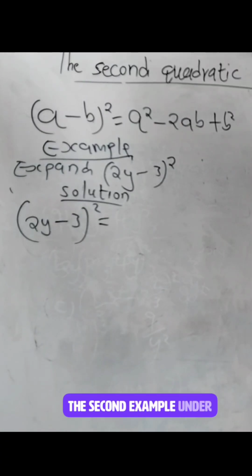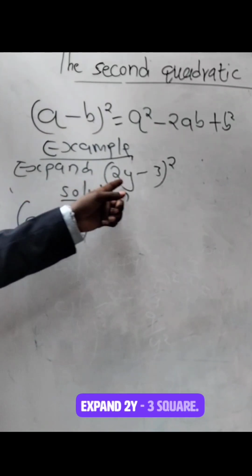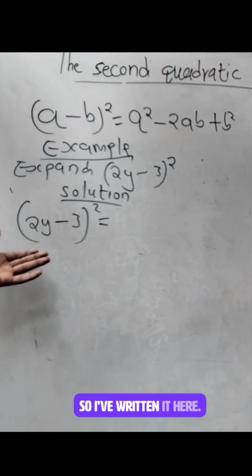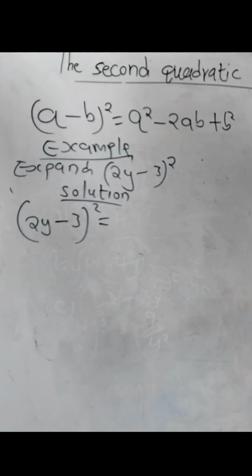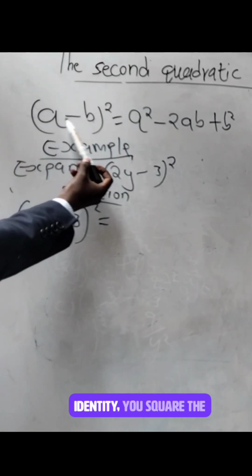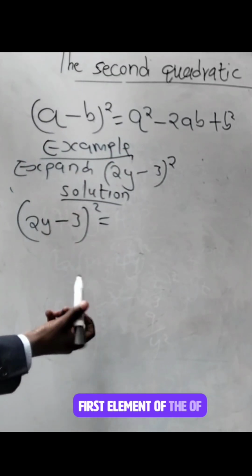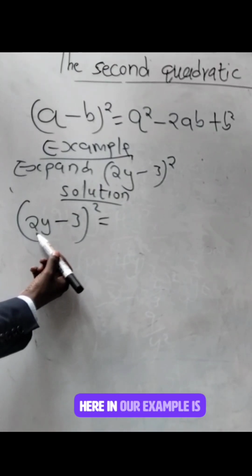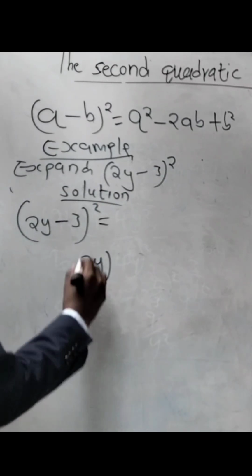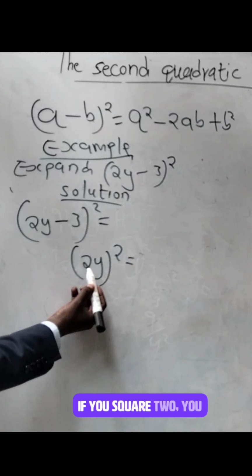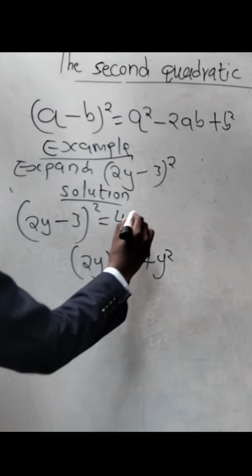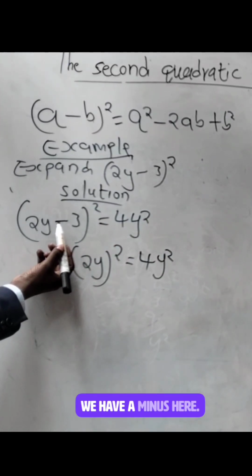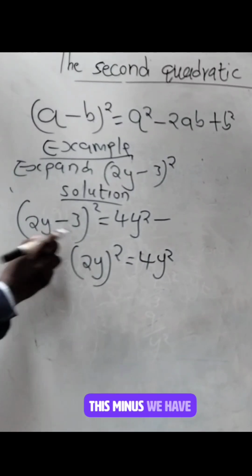The second example under the second quadratic identity is this: expand (2y minus 3) squared. So I've rewritten it here. I want us to follow this identity so that we can expand this. According to this identity, you square the first element of the bracket. The first element here in our example is 2y. If we square 2y, what do we get? If you square 2, you will get 4, and if you square y, you will get y square. This is what you write here, 4y square. We have a minus here, we have written it there.